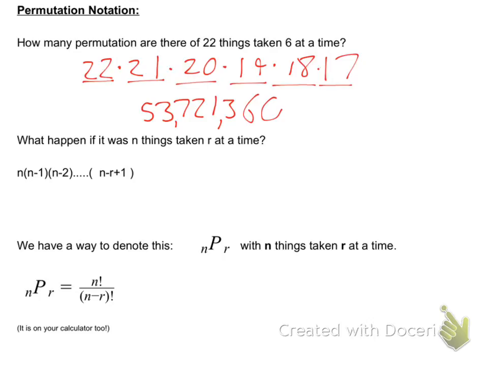So, what if we took the numbers away and talked about just having letters? We talked about having n things. We don't know how many there are. There's just n of them. And you're taking them r at a time. Well, think of this. If I went here, the first one stands for the n value. There's 22 things. We took 6 at a time. So we took 6 of them. But what's 22 minus 6? It's 16. But we end at 17.